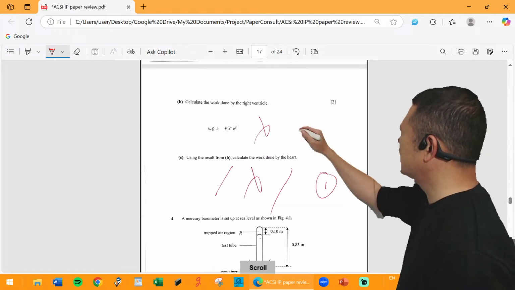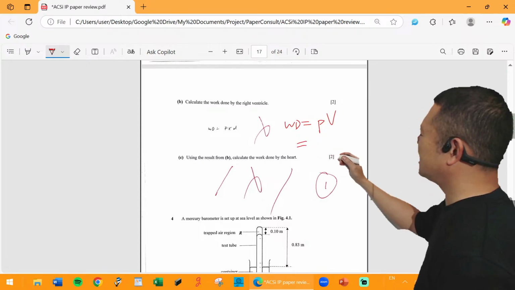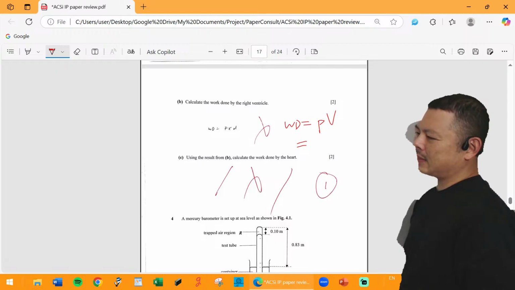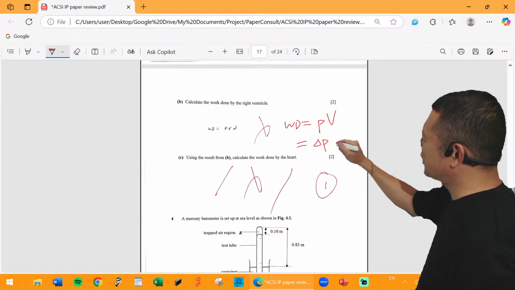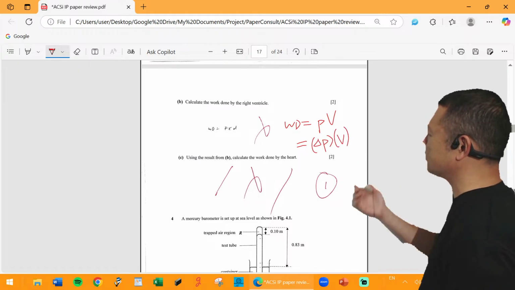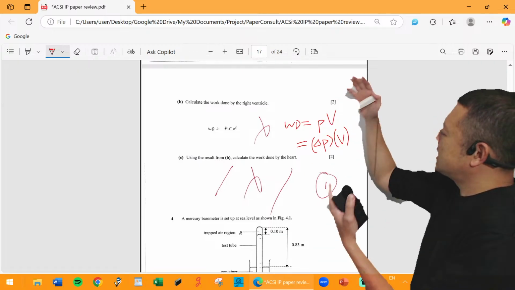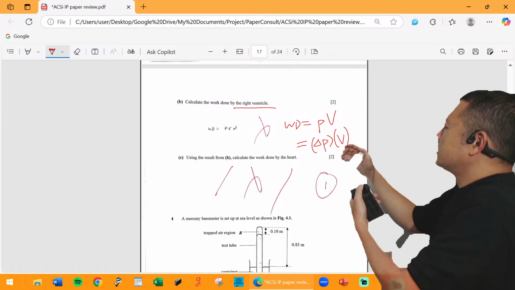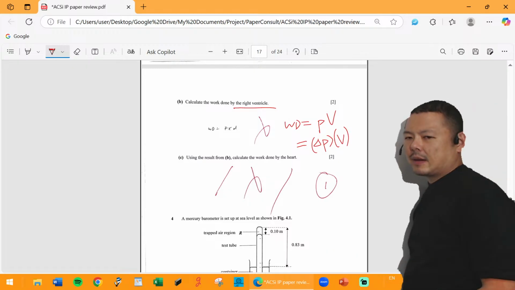Okay, this one here, work done is equals to PV. Do you learn this? This is an IB thing. You're supposed to find the change in pressure multiplied by the volume of blood that you pumped. That's the work done. Sorry, work done by the right ventricle is just P times V. But who would have known it's P times V?